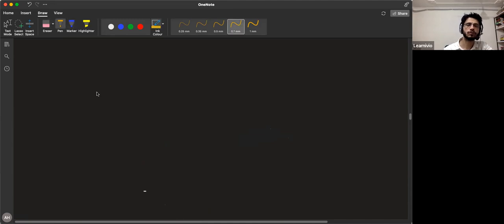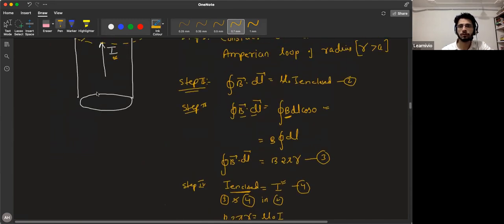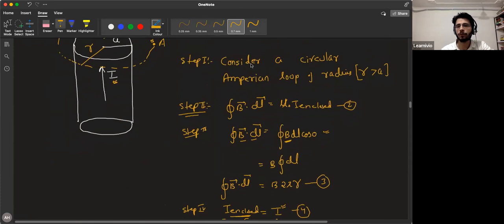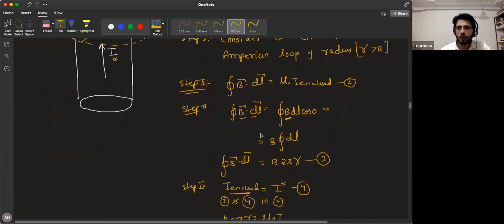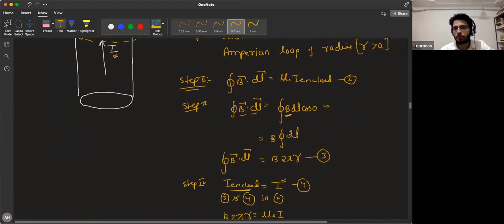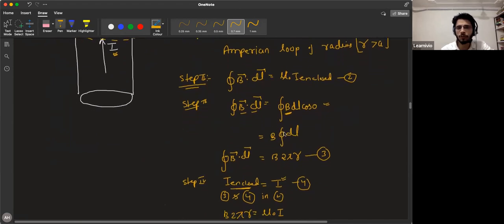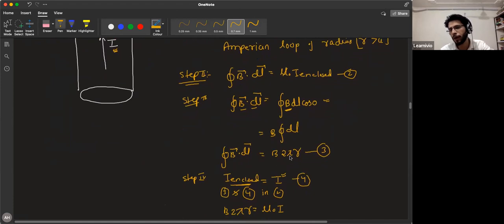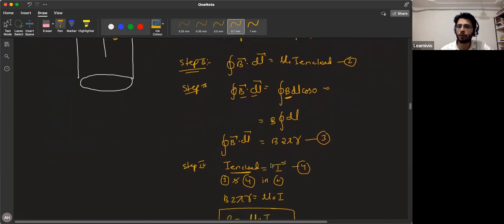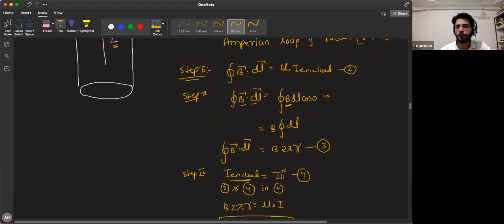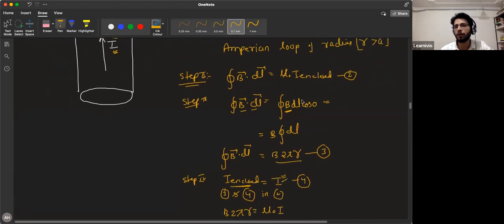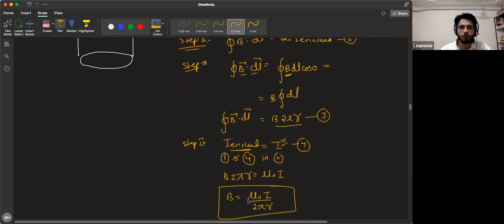Can you show the steps once more? Yes. In the first step, we consider an Amperian loop of radius R, where R is greater than A. Then we wrote B dot dl as mu naught I. Then we wrote B integral of dl. Then we integrate dl and we get 2 pi r. Then we put I enclosed equal to I. Then we substitute the value of I enclosed as well as B dot dl in the first equation and we get the value of B.